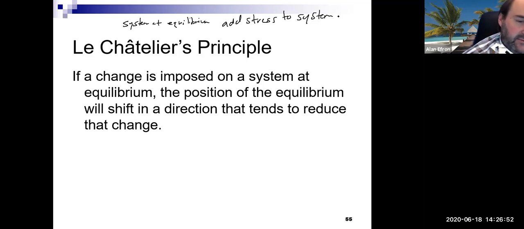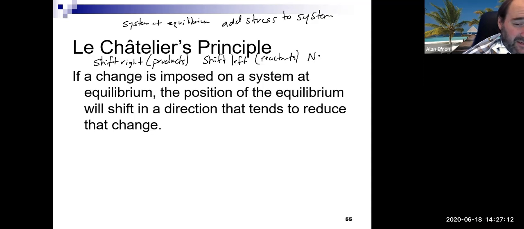And in order to do that, there are three things that could happen. It may need to shift to the right, which essentially means it needs to make more products. It may need to shift to the left, which basically means it needs to make more reactants. Or there actually are situations where, even if you did something to it, it's not going to cause a change to occur at all. So those are the three things we commonly refer to when we talk about Le Chatelier's principle: shift to the right, shift to the left, no change.